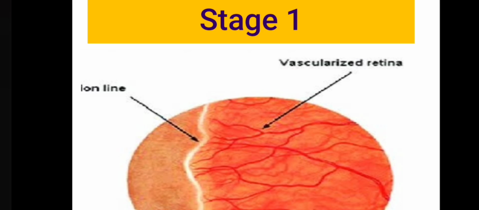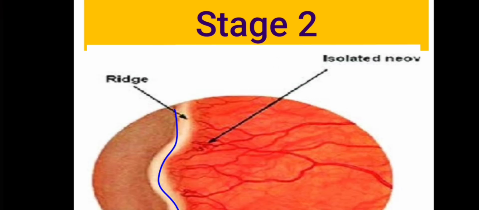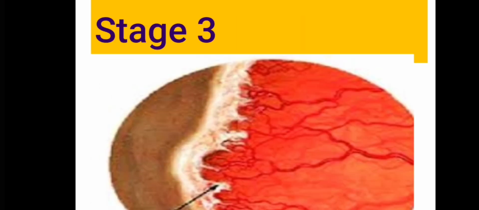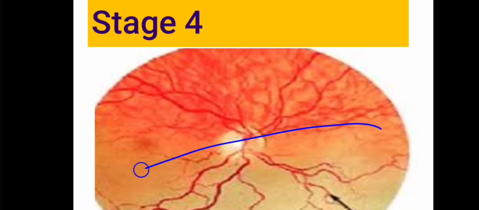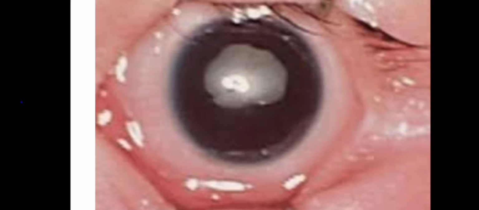Let me summarize the stages of retinopathy of prematurity once again. Let me keep it very simple. Stage 1, there is just a demarcation line. Stage 2, there is formation of the ridge. Stage 3, there is formation of new vessels from the ridge onto the surface of the vitreous. Stage 4 is partial retinal detachment. And stage 5 is total retinal detachment.